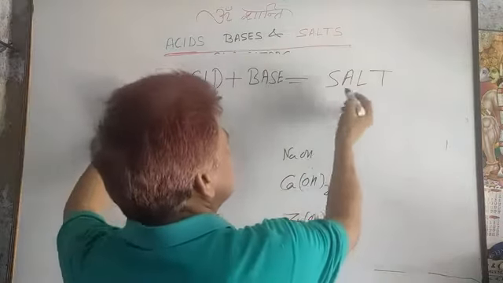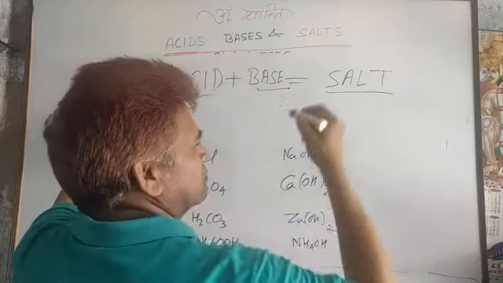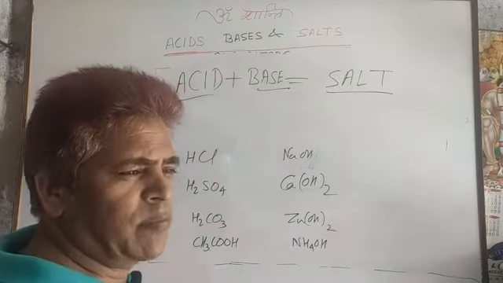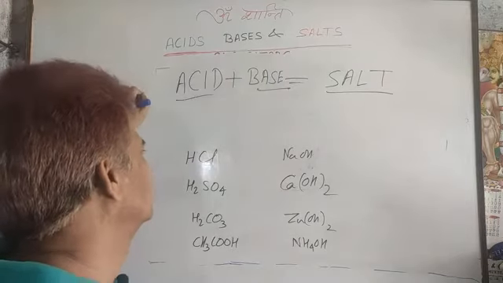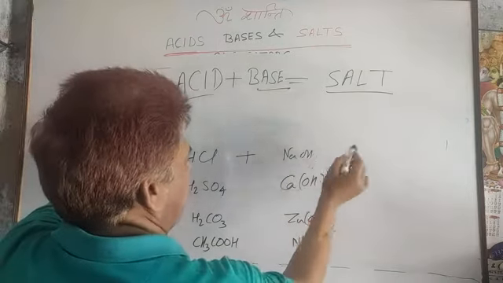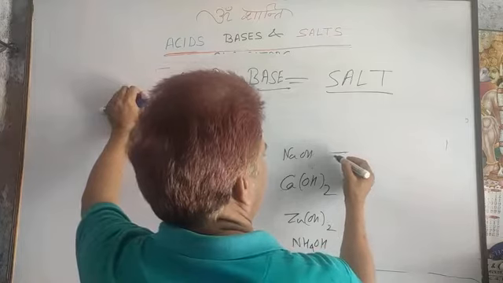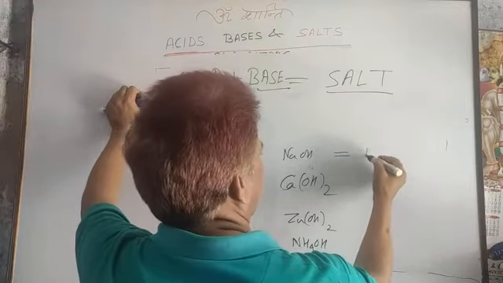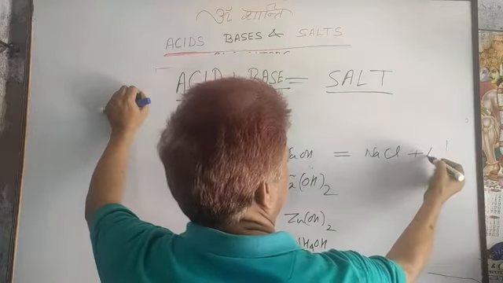So when acid and base are treated together, we get one chemical substance along with water, and that chemical substance is salt. Just take HCl and sodium hydroxide mixed together. What happens? Both react together and convert into salt as sodium chloride and water.